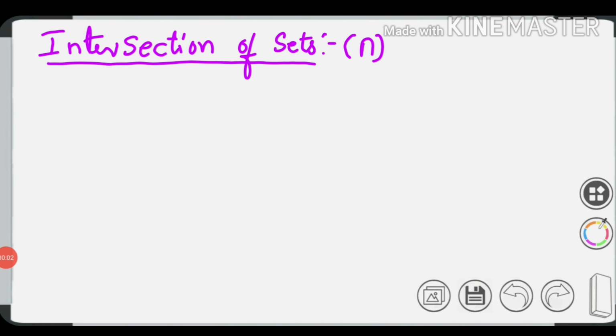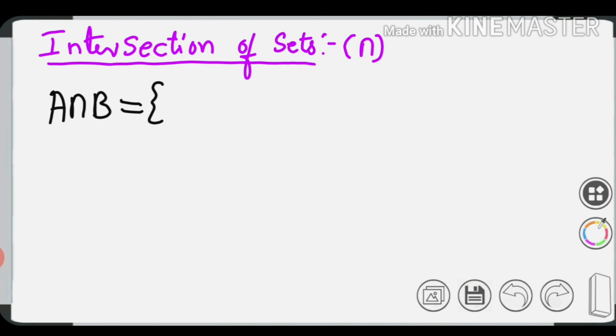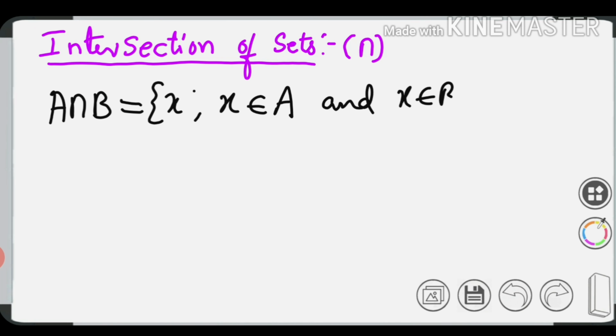Intersection of sets is represented by the reverse U type symbol. If A and B are two sets, then for A intersection B, in this set we have to write such elements that belong to A and also belong to B. That means we have to choose such elements which are in both A and B.